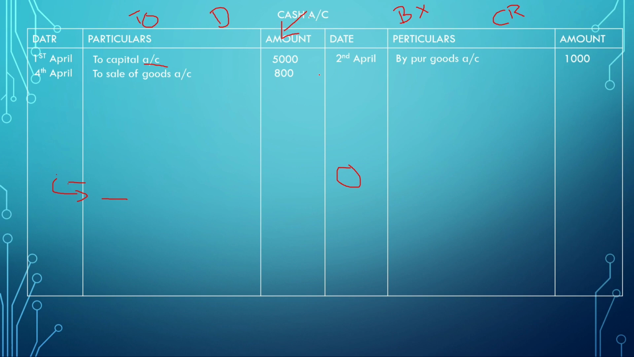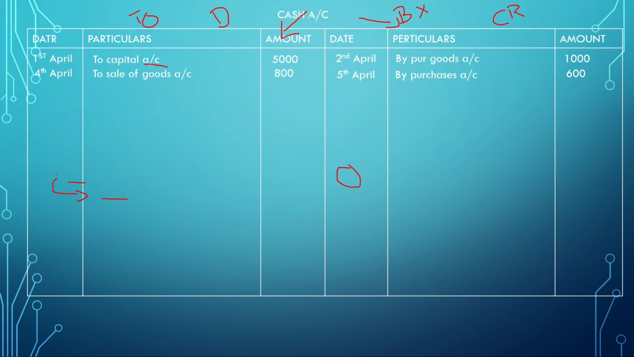And the next cash transaction happened on the 5th. The journal entry was purchases account debit to cash account credit. So the cash account is credit, and credit means we want to write on the right hand side. The date was 5th April and the amount is 600 rupees. Why was the cash going outside? Here the business purchased some goods. That's why the cash was going outside.